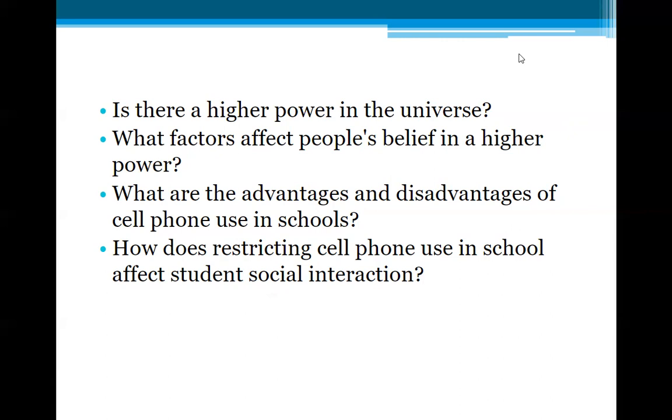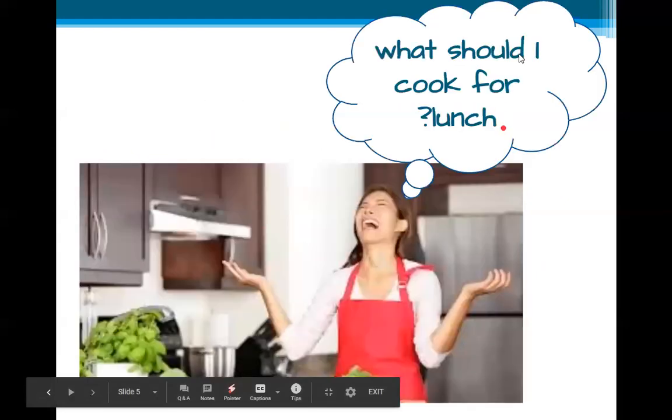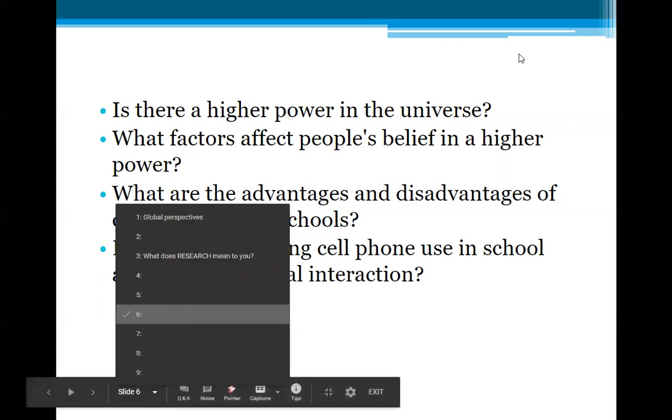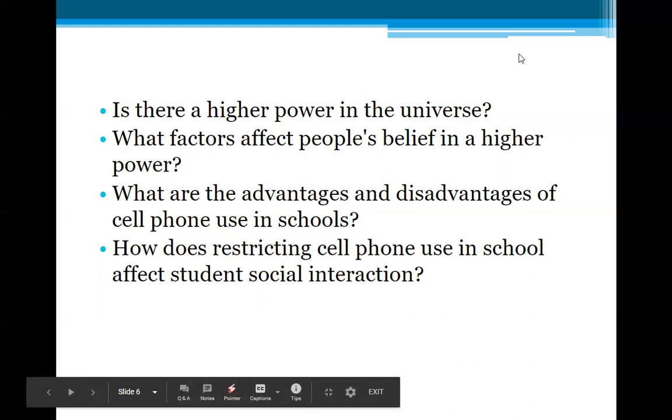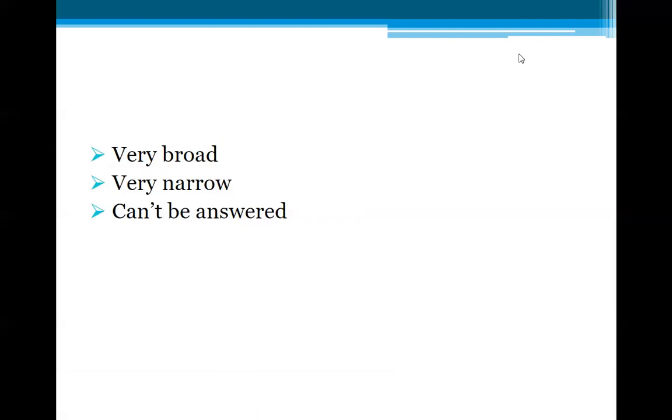Okay, so as you said, the first one is a bad question. The second one is a good question. The third one is a bad question. And the fourth one is a good question. Now, as we said before, bad questions are those that are very broad or very narrow or can't be answered. What do I mean by very narrow? When I'm asking about the little details.